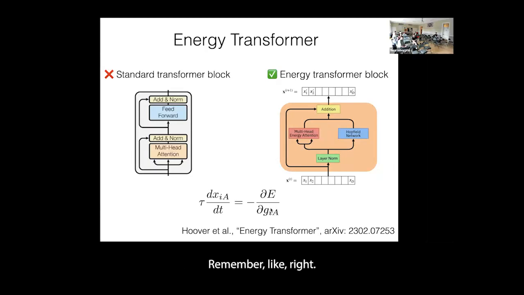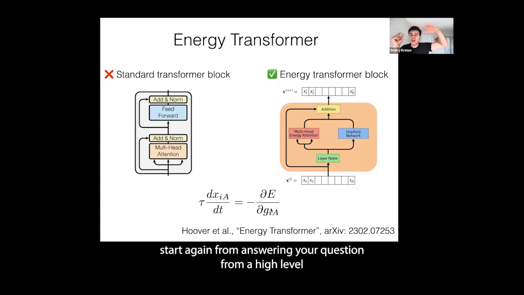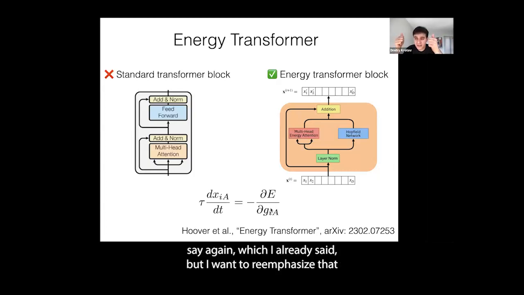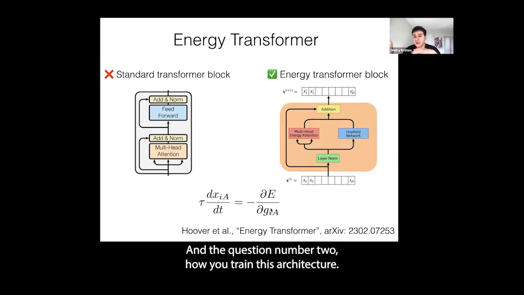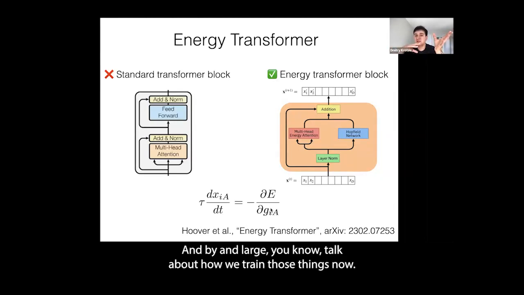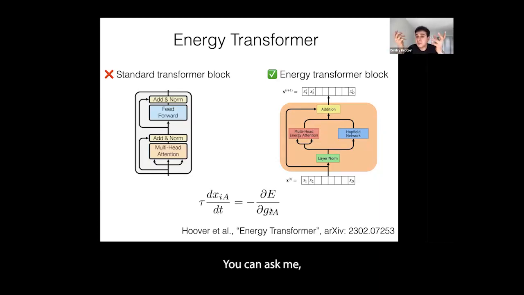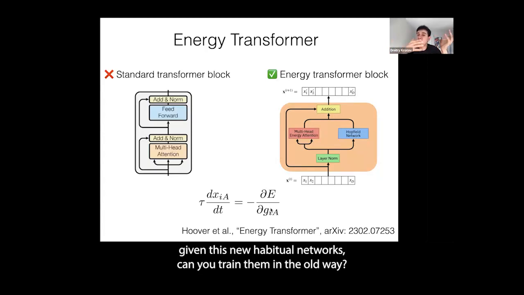Right. And again, let me start by answering your question from a high level. The first thing that I want to say, which I already said, but I want to re-emphasize, is that people often confuse two different questions. Question number one: what is the architecture? And question number two: how do you train this architecture? For me, these are two completely different questions. By and large, most of the stuff that I have discussed today is about the first question, what is the architecture? And I did not talk about how we train those things. Now I'm going one level of granularity closer to the actual question that you asked. You can ask me, given these new Hopfield networks, can you train them in the old way, like Hebbian learning?